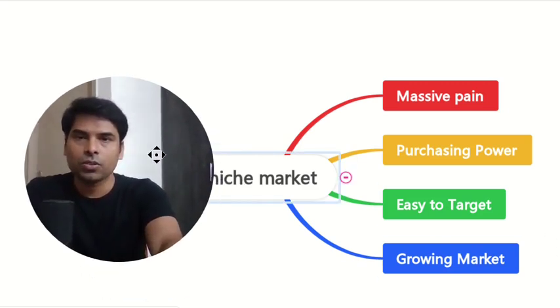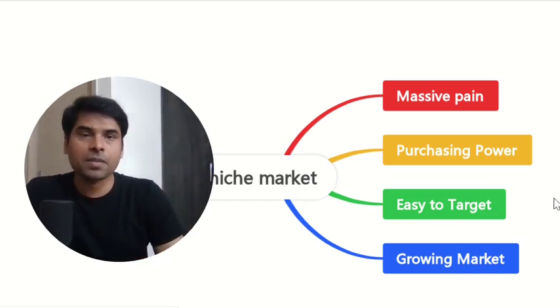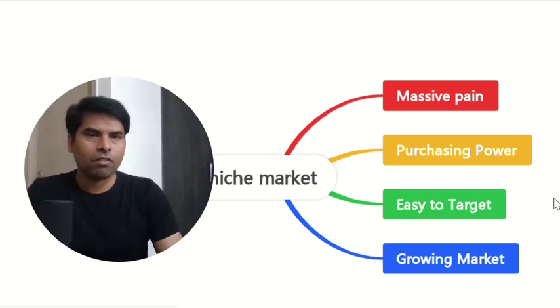So the first one, you can see here, is a massive pain. Second is the purchasing power. Third is easy to target your audience. And fourth is a growing market. Let me decode all the elements one by one.